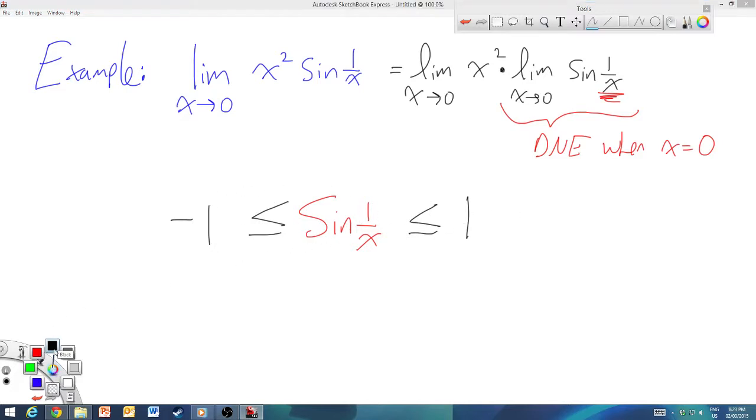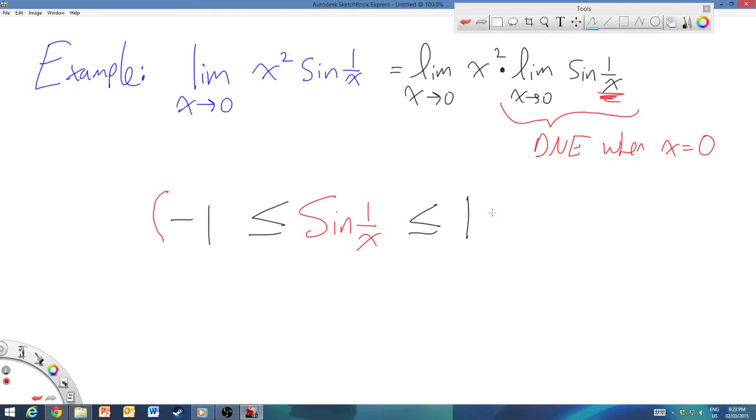Now what's neat about inequalities, and this is something that I don't think was ever really discussed, but it's really cool, is that I can take the entire inequality, and as long as I multiply everything by a positive number, the inequality doesn't change. So I'm going to multiply it by the following: x squared. X squared happens to always be positive. So this will then become the following: negative x squared less than or equal to x squared times sine 1 over x, which is less than or equal to x squared. Okay.